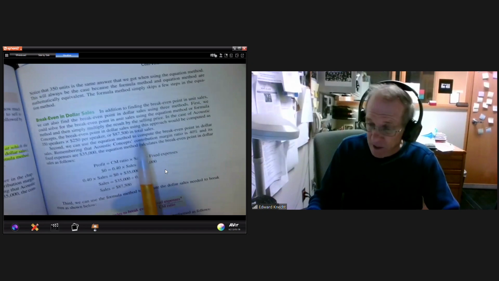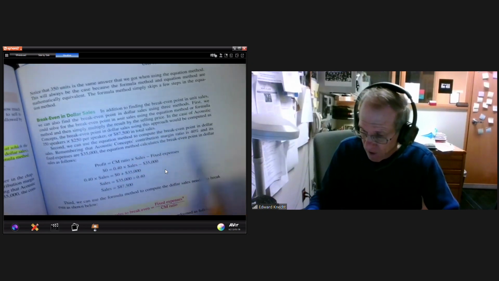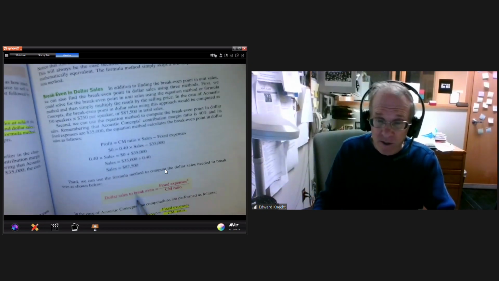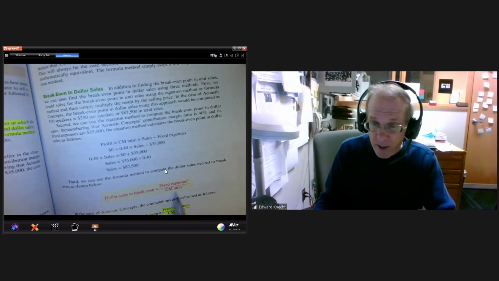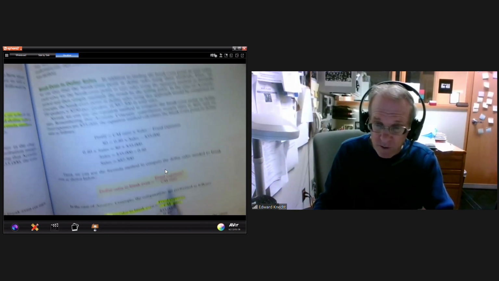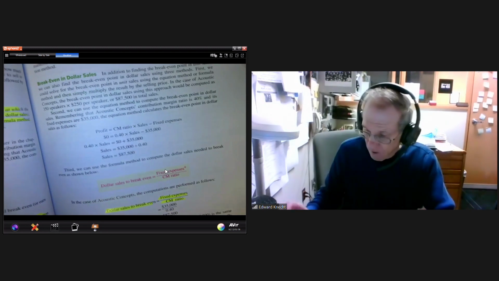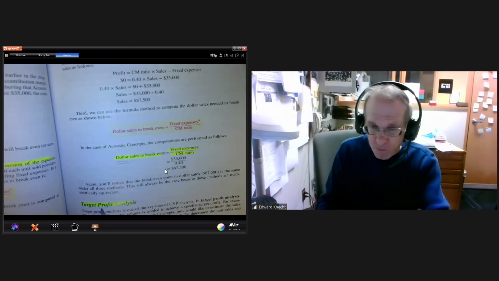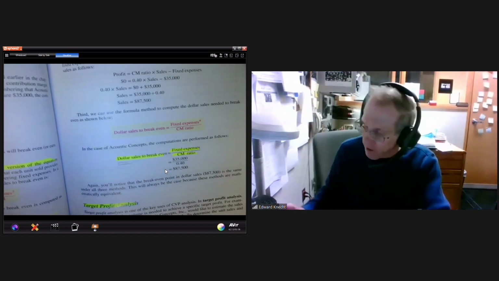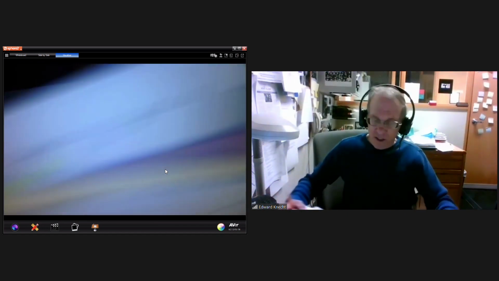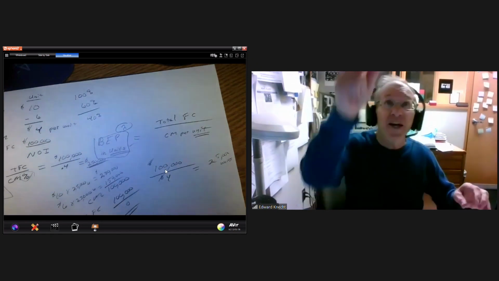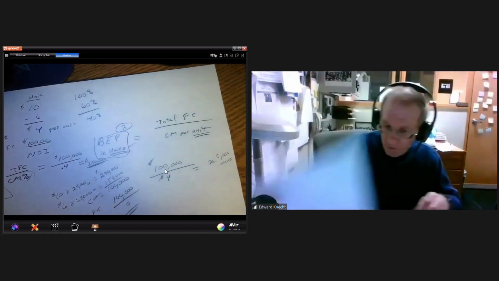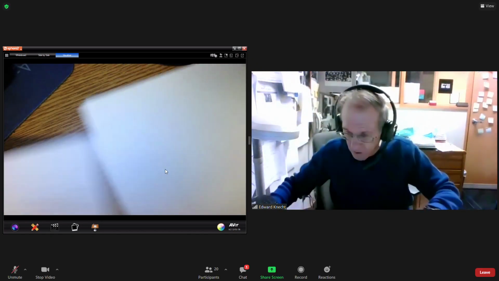Break even in dollar sales: fixed expenses divided by contribution margin ratio. Now, the next step is adding a targeted profit to the numerator. So let's say in that problem, we're going to keep these numbers because they're simple numbers.